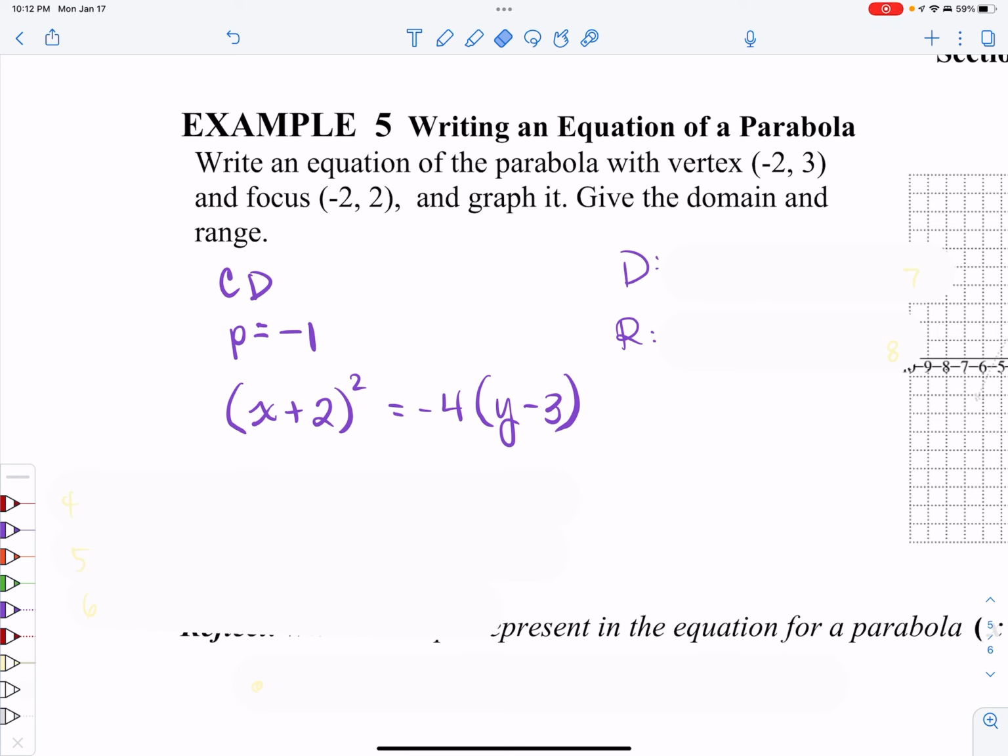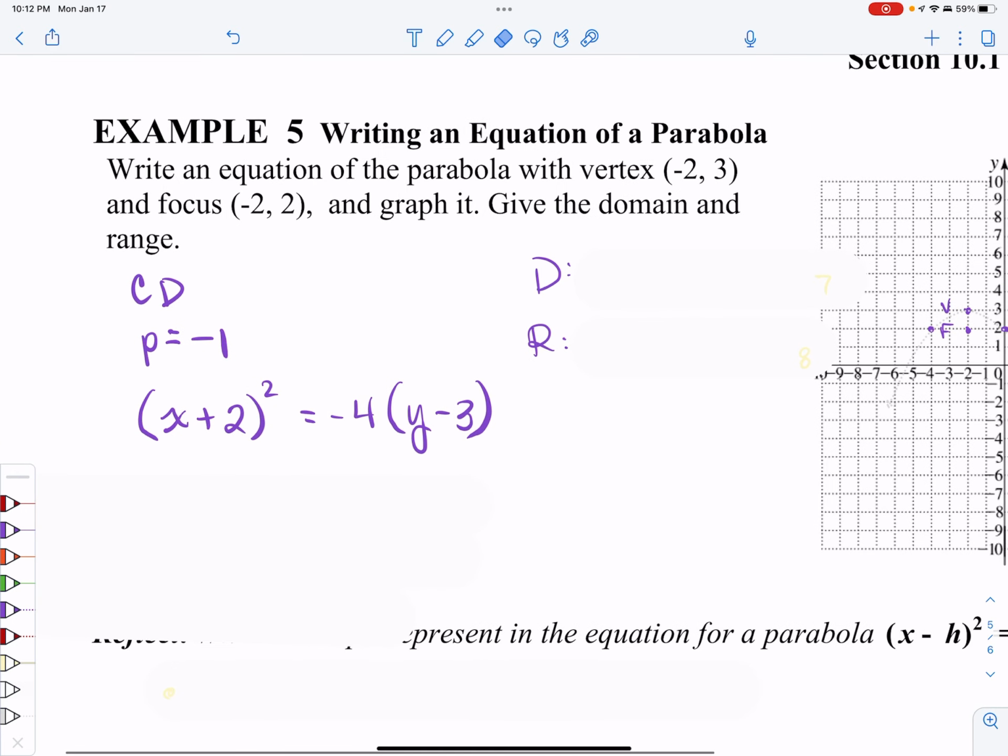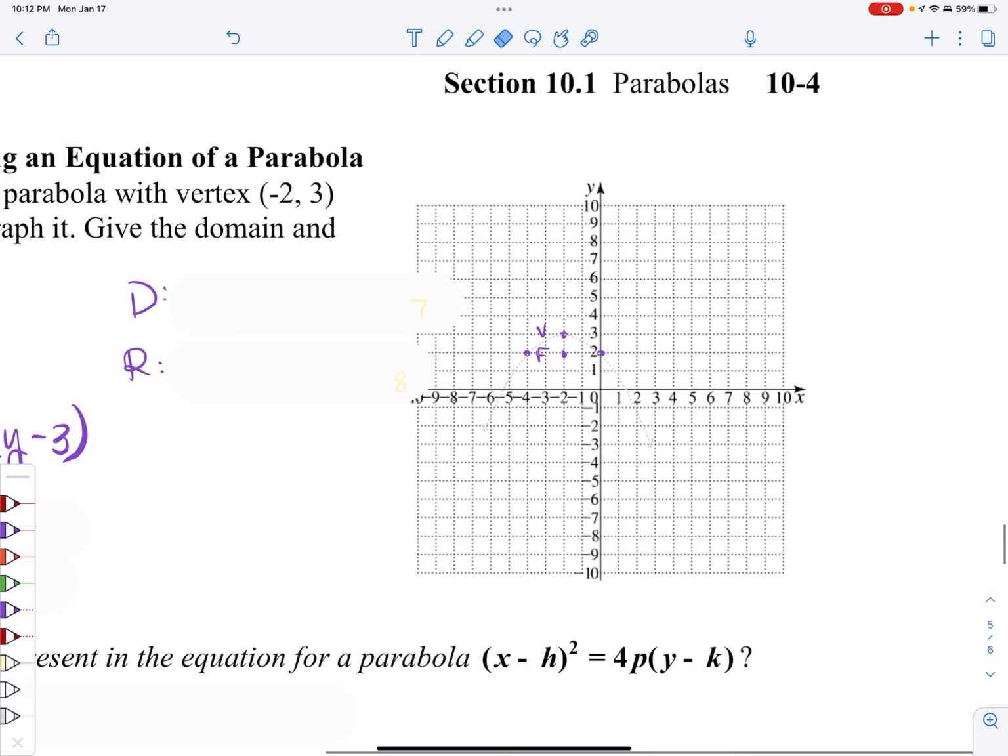All right, so that takes care of writing the equation of the parabola. Now, let's go ahead and work on drawing our parabola. I already have my vertex and focus. Let's see if we can find an intercept.